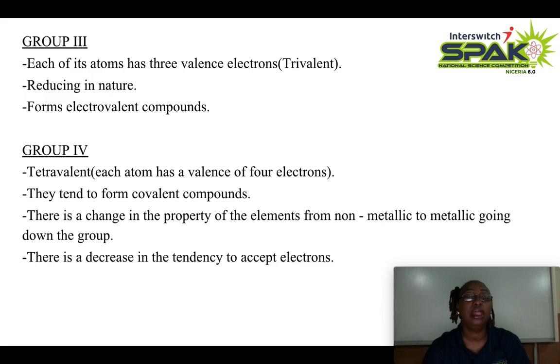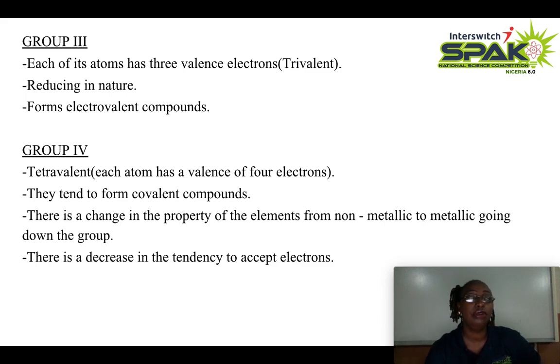We have group 3, which have 3 valence electrons on their last shells. They are trivalent, and they are reducing in nature as well. We have group 4, they are tetravalent. That means they have 4 valence electrons on their last shell. They tend to form covalent compounds, and their metallic property decreases down the group.